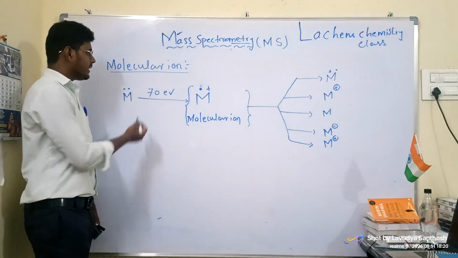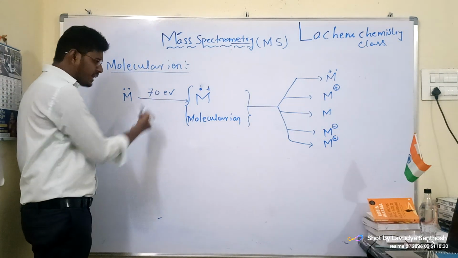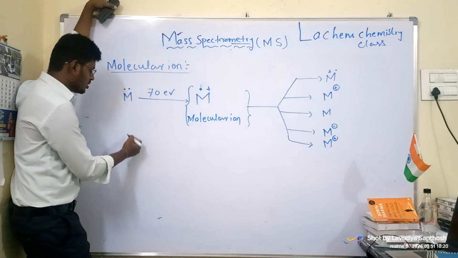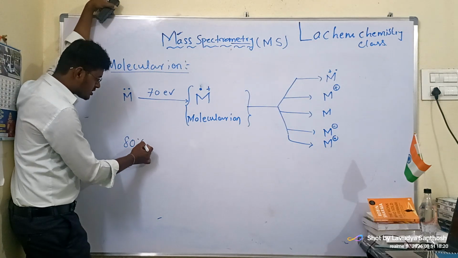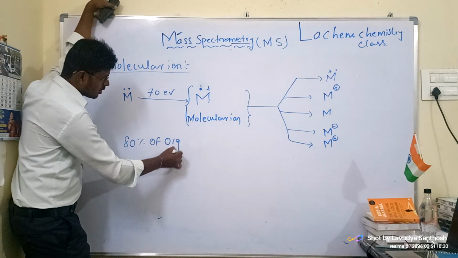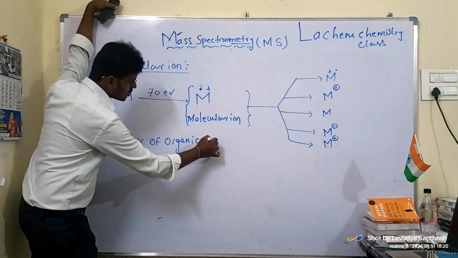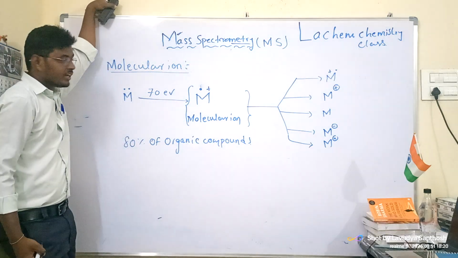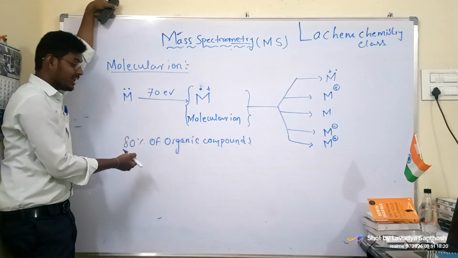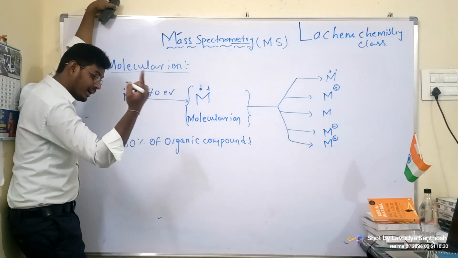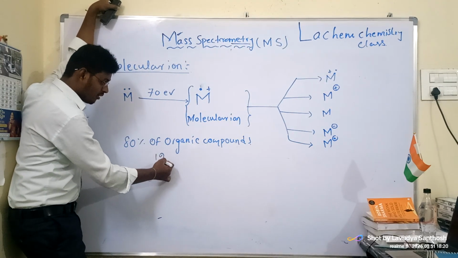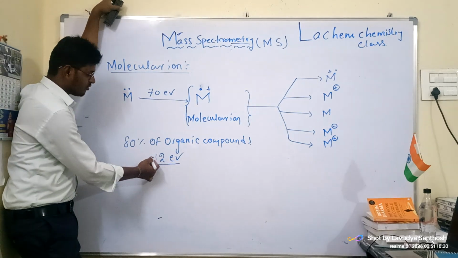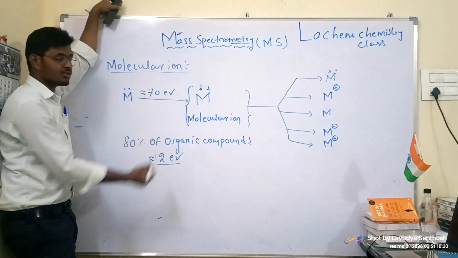Now you see here the energy. Maximum 80% of organic compounds form molecular ion at 12 electron volts only.